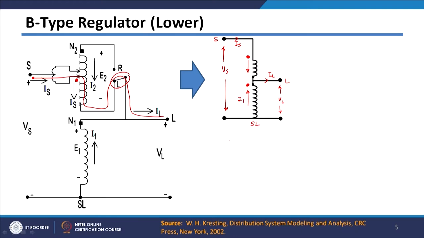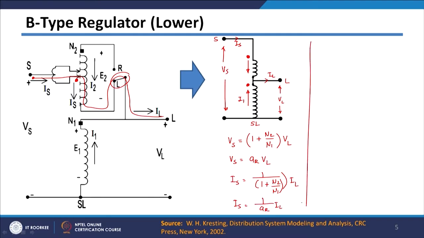So, in this case we have derived that your Vs is equal to 1 plus N2 by N1 into VL, which is equal to AR into VL. In this case AR has a plus sign here. Similarly, we have Is, which is equal to 1 divided by 1 plus N2 by N1 into your IL. So, in this case Is will be equal to 1 divided by AR into your IL.